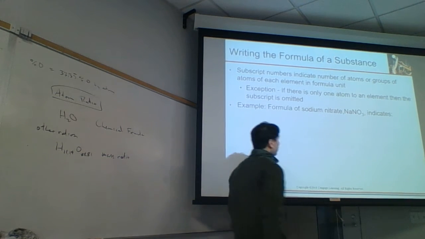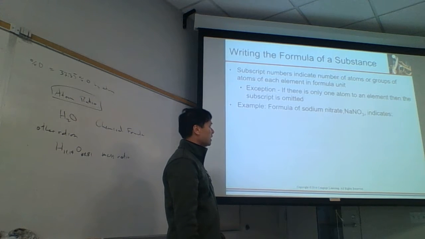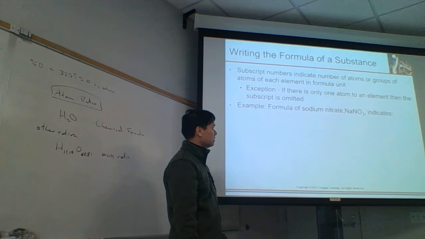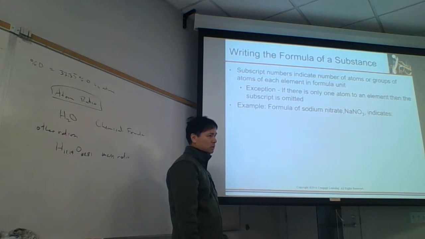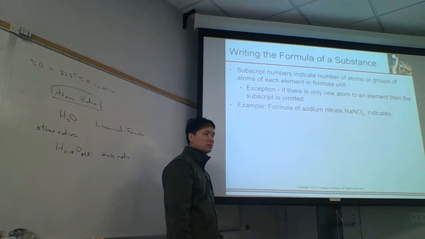Sodium nitrate indicates we have 1 atom of sodium, 1 atom of nitrogen, and 3 atoms of oxygen. That's the atom ratio. This is not the mass ratio. The mass ratio is different.